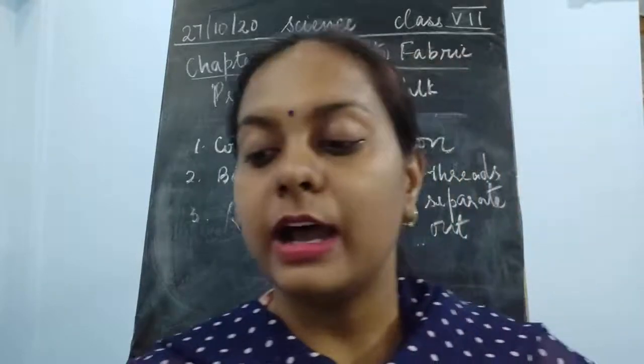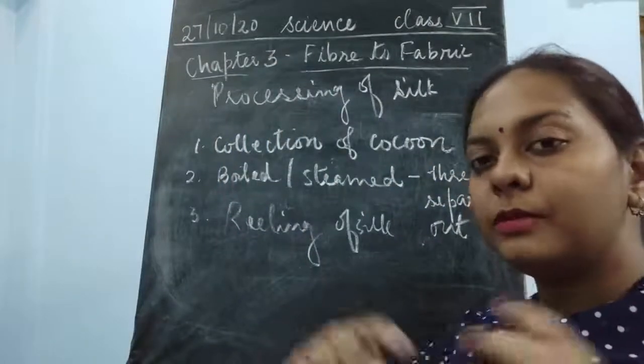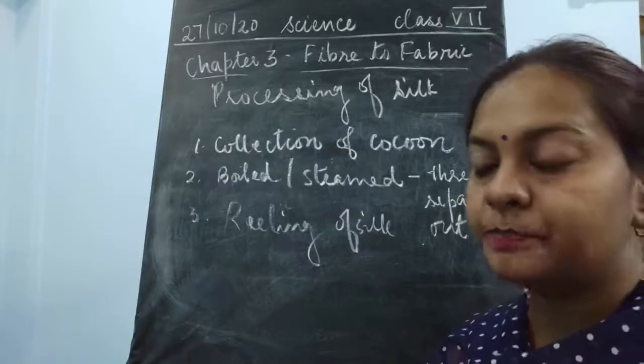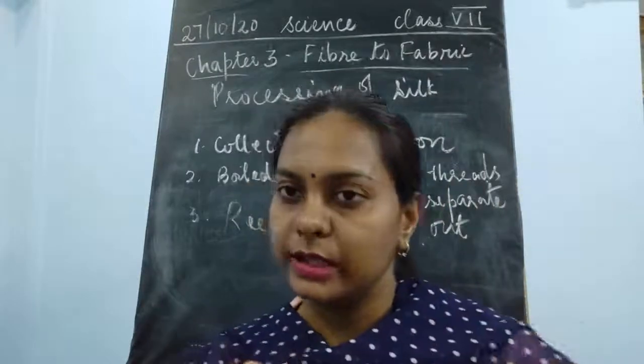So after reeling, there is not only one silk thread, there would be a number of silk threads, because a single silk thread would not be very strong. So for giving strength to these silk threads, they are woven into thick bundles.